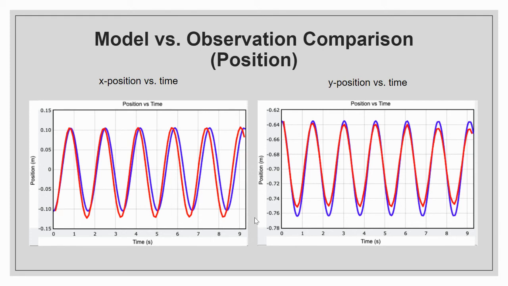Furthermore, in both graphs, the amplitude of the observed and modeled motion are slightly different. All this might be due to the fact that there's an extra force of air resistance which was ignored earlier. Another explanation for the lack of data agreement could be the assumption of a massless spring.